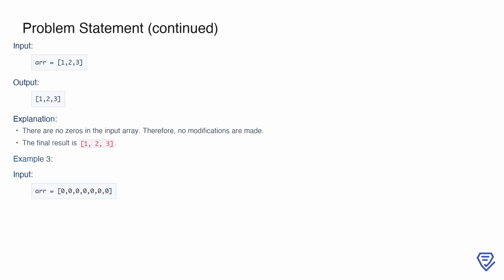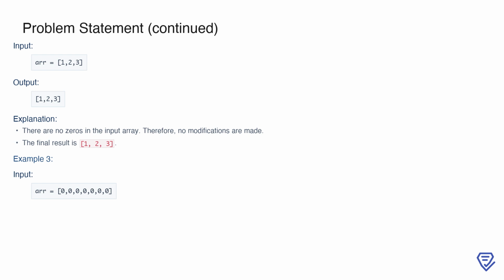Now, consider the input array 1, 2, 3. Here, there are no zeros in the array. Without any zeros to duplicate, no modifications are made, and the array remains unchanged as 1, 2, 3. This shows a straightforward case where the input and output are the same since the duplication logic isn't triggered.